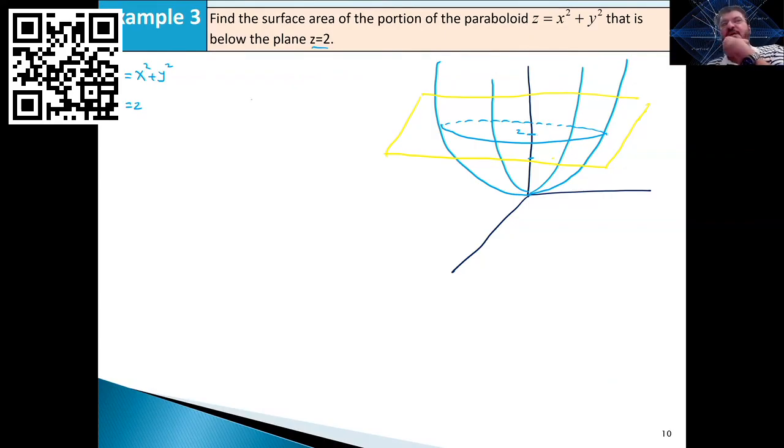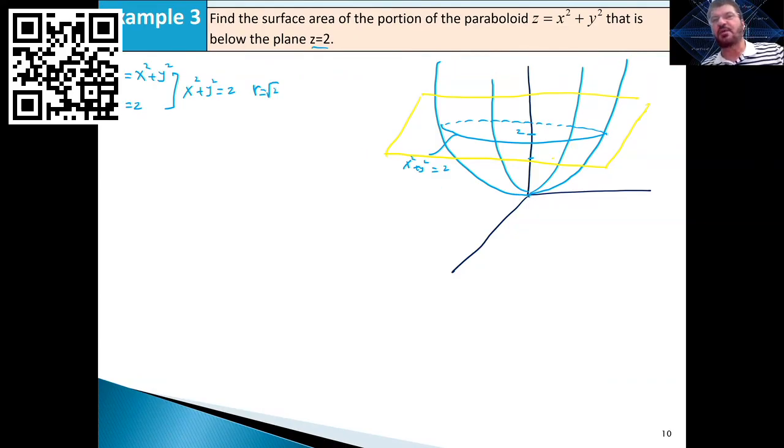What is this circle, by the way? Put 2 here. If I take these two equations, what do we get? So you get x squared plus y squared equals what? Equals 2. So this one is x squared plus y squared equals 2. What is this? This is a circle of radius what? Square root of 2, right? So the radius here is the square root of 2.